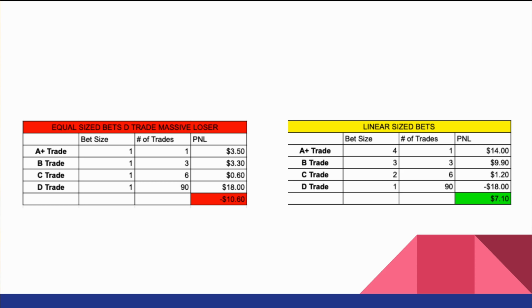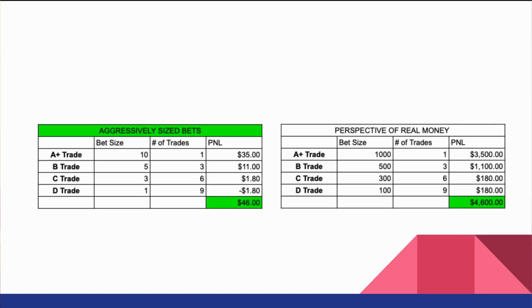So now to break it down here, if you were equal size betting with massive losers, you'd be down $10.60. But if you did just the linear size bets, you'd be up $7.10. Now let's put this into a real money context where an aggressive bettor on a D trade is now risking $100 and on an A trade he's risking $1,000. That little $46 example now just turned into a $4,600 P&L. If they did only equal bets, they'd be up $560 instead of $4,600.